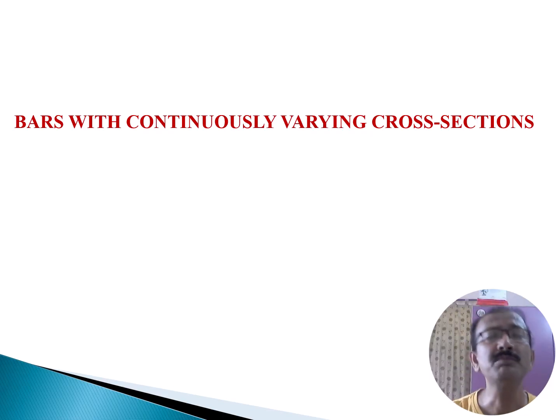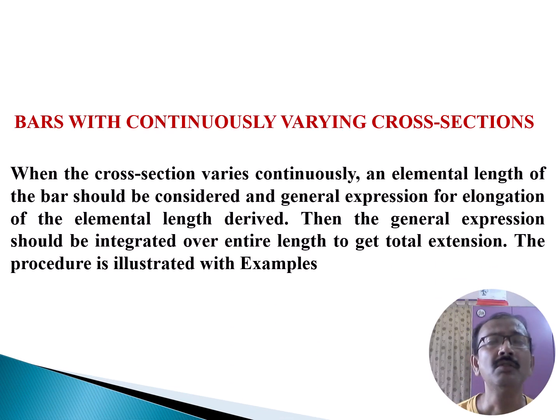Now we will discuss a bar with continuously varying cross section. When the cross section varies continuously, an elemental length of the bar should be considered and a general expression for elongation of the elemental length derived. Then the general expression should be integrated over the entire length to get the total extension. This procedure is illustrated with an example.